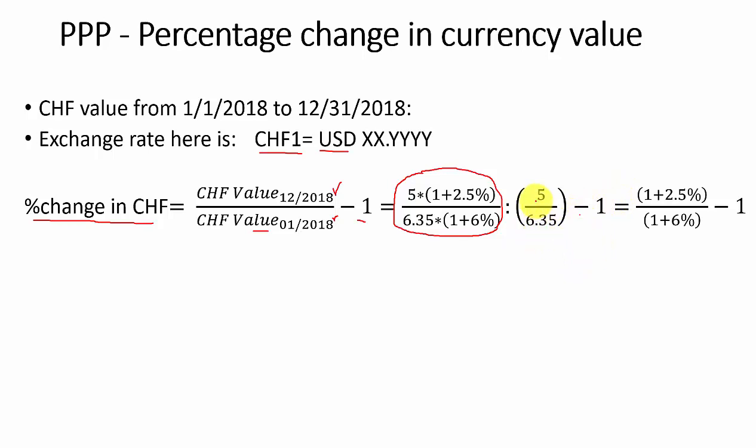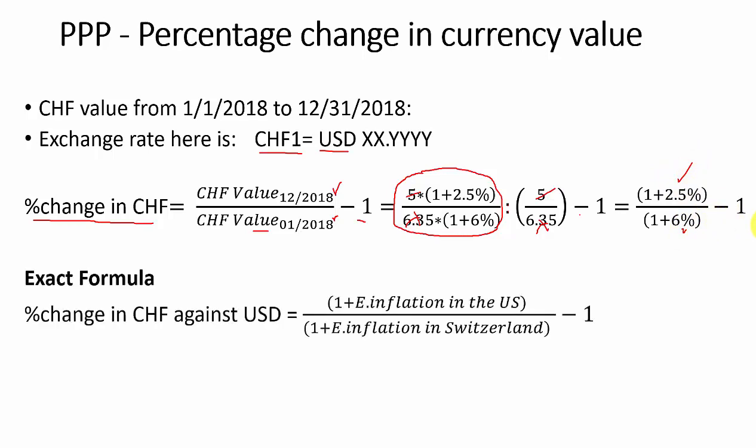So we do something, you simplify it because it is a division here. So that one is gone. That one is gone. So basically, percentage change in Swiss francs equal to 1 plus 2.5% divided by 1 plus 6% minus 1. And we know what is 2.5 and what is 6, right? So instead of using number, we plug here 2.5% is inflation in the US and 6% is inflation in Switzerland. And it is a formula for the so-called purchasing power parity.